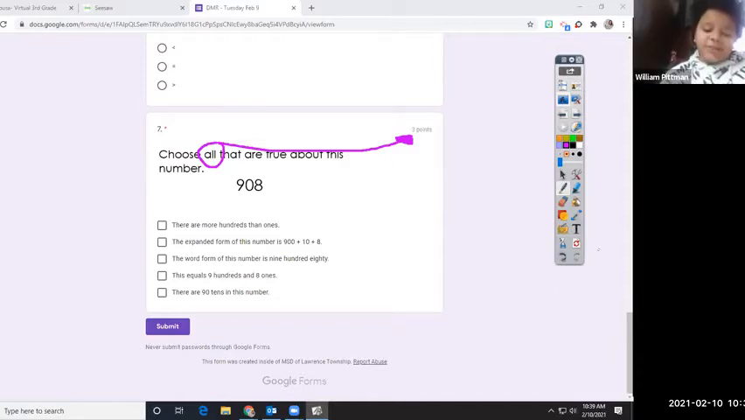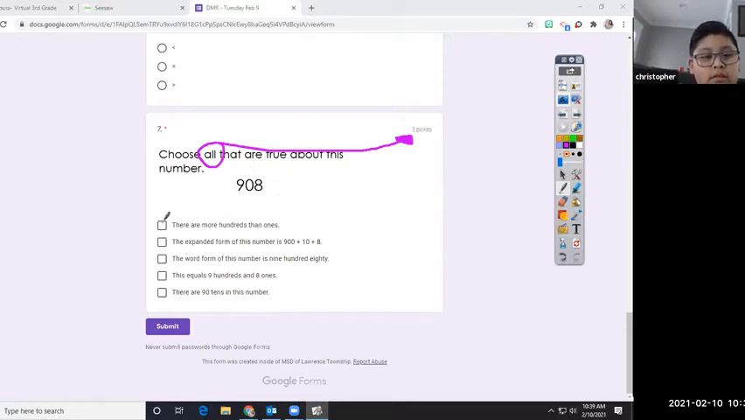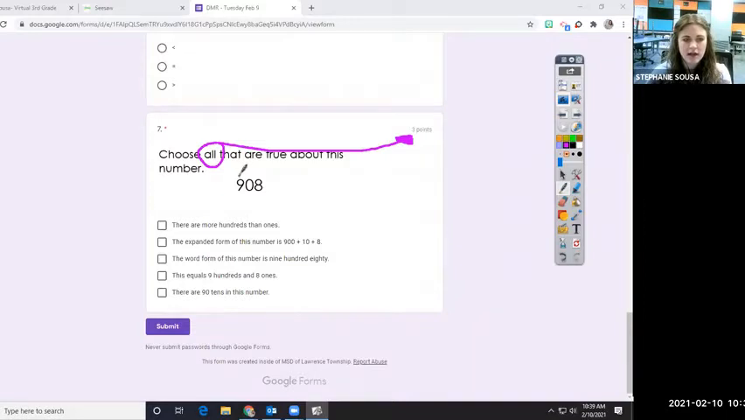The last answer, 90 tens, was hard because it didn't sound right. I know. We'll take a look at it. All right. 908. There are more hundreds than ones. There are 9 hundreds. There are 8 ones. 9 is more than 8.